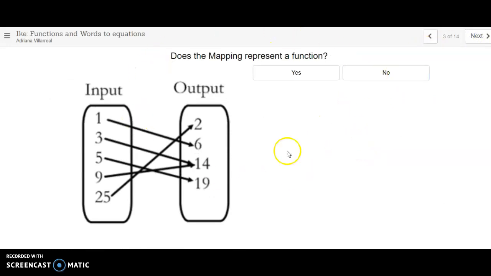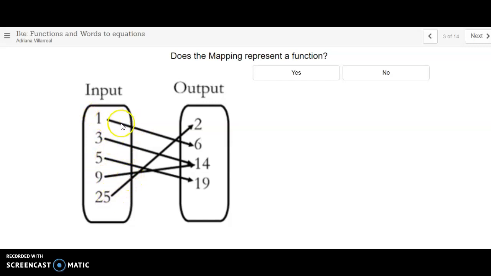On this one, the way we determine whether it's a function or not a function is by looking at the left-hand side of my diagram, okay? If I look at the left, those are my x values. I have 1, 2, 3, 4, 5 different x's. You need to go x by x and ask yourself how many lines are pointing away from the x?